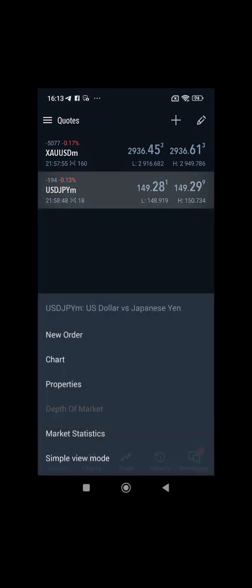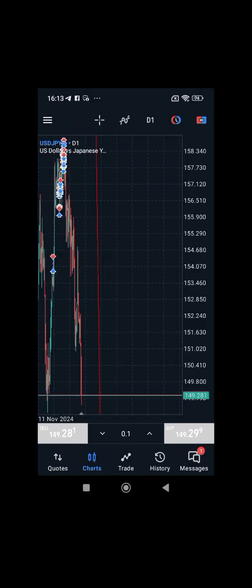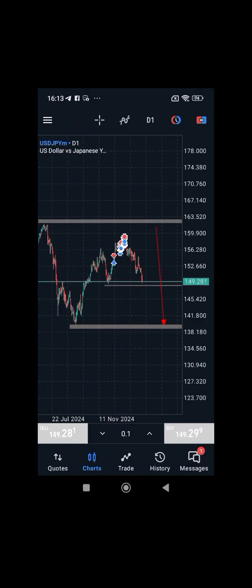For instance, the second pair is the USDJPY, the US dollar versus Japanese yen. The US dollar versus Japanese yen has been moving just the way we predicted. No drawdown, just the way we predicted. This is a very clear indication that the market is going to go further down, because initially we had this structure that was being broken. We had a very solid movement to the upside.